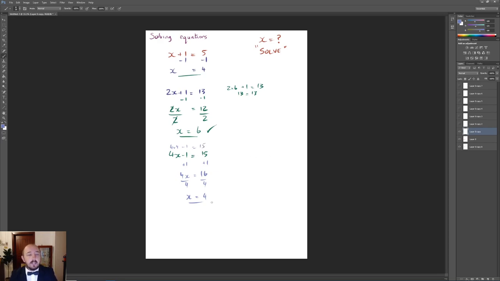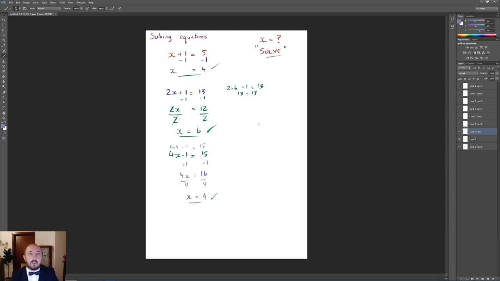Okay, if we got the wrong answer here, let's say we got a 5, then the left-hand side wouldn't equal 15. It would be a different number, and we know we've gone wrong. Okay, so try to substitute in for every answer. When you've seen a solved question, try and substitute in every time.